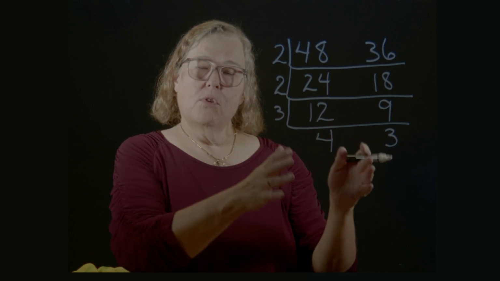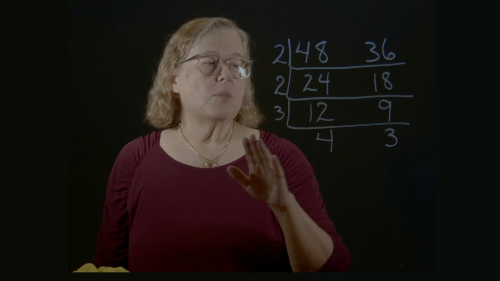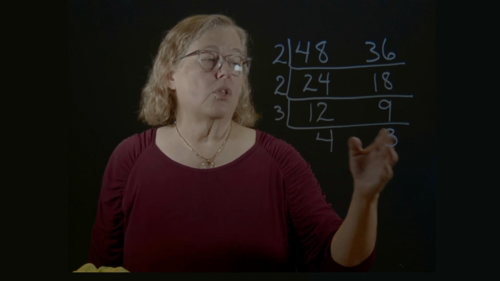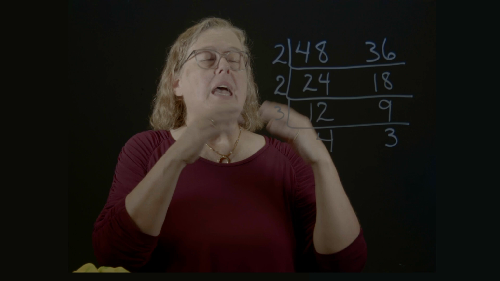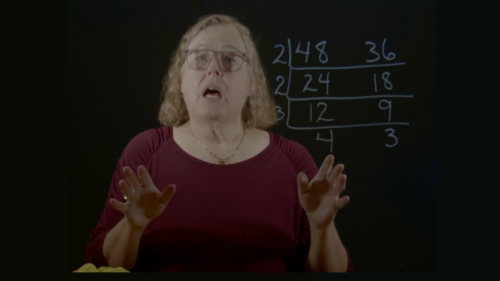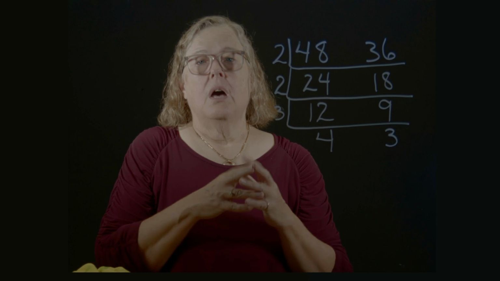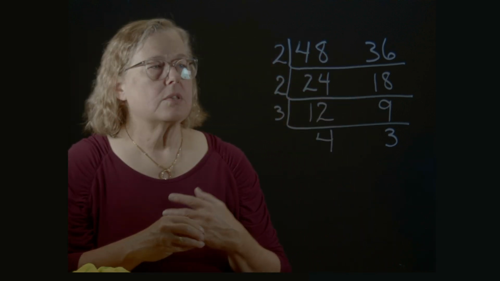Now, are there any more factors that they both have? There are not. As soon as I get to the point where I have numbers that are consecutive, like 3, 4, 5, 6, 10, 11, any numbers that are right next to each other on the number line, 3, 4, I know I'm done. There's no more common factors other than 1, and 1 we don't use because it doesn't change anything. 1 doesn't do any math for us.